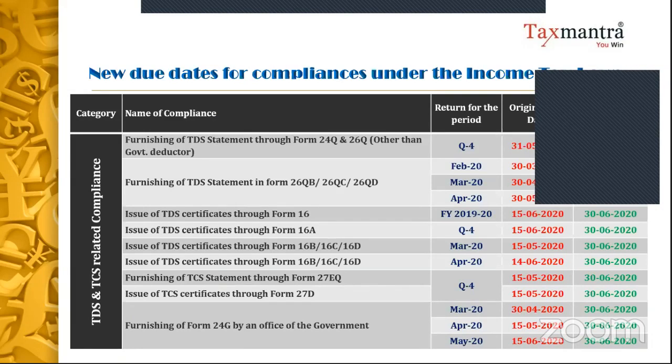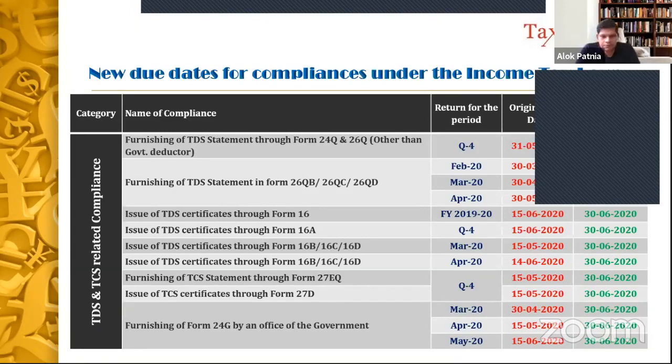Now coming to the TCS statement filing. The TCS filing for the quarter Q4 and the TCS certificate for the Q4 period both had a due date of 15th of May. Now it has also been extended to the 30th June.